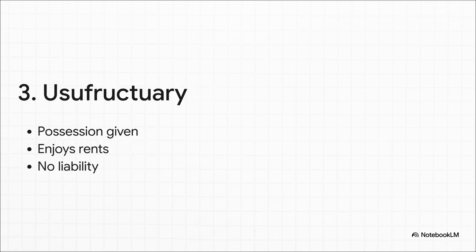Number 3. Usufructuary mortgage, Section 58D. The text states, possession transferred to mortgagee. Mortgagee enjoys rents and profits, no personal liability, no right to sue for sale. Highlight the transfer of possession here. The lender gets to enjoy the fruits, the rents and profits of the property. Distinguishing this specific transfer of possession is critical for the examiner to see you understand 58D.